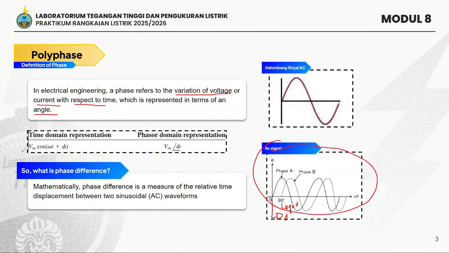And in terms of phase, there are two types of representation: time domain representation and phasor domain representation. The difference between these two is the level of detail. In the time domain representation, you have a new variable, w, represented by 2πf, where f is the frequency represented in hertz. And you have the t variable, which is time, and lastly the angle and the amplitude.